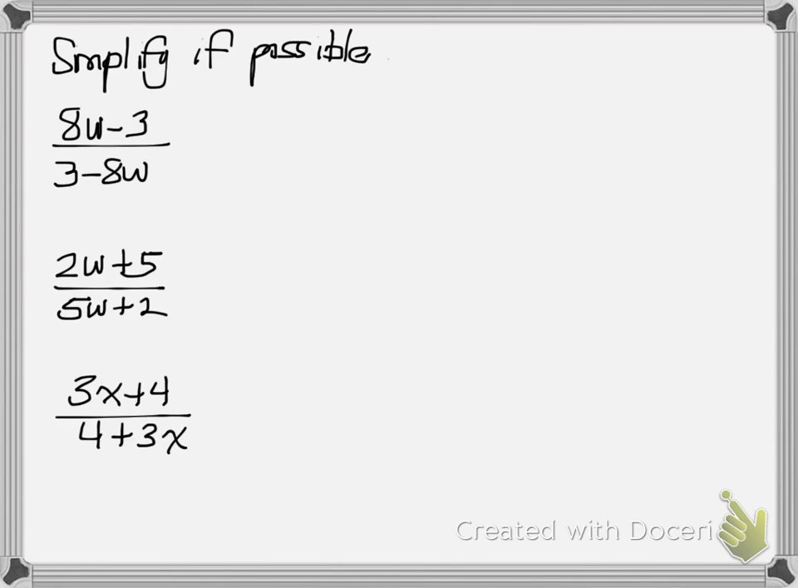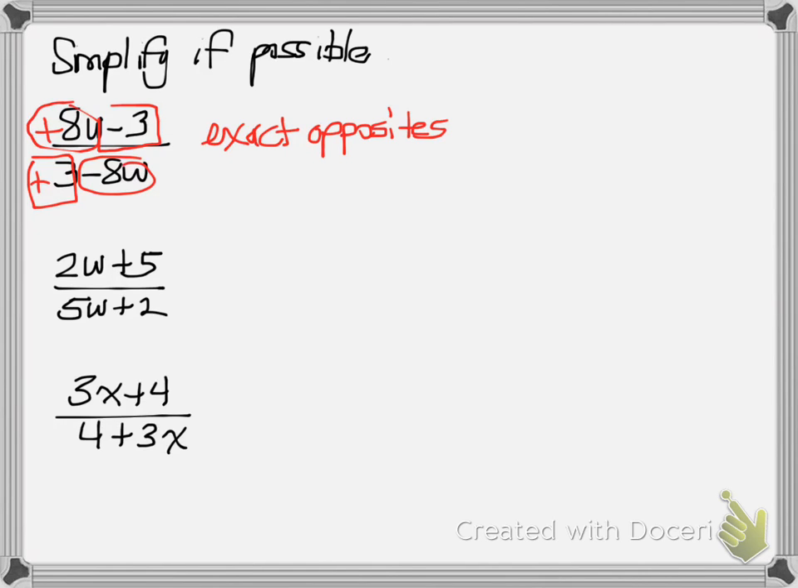So when I'm looking at them, I feel very suspicious because of the 8Ws and the 3s, but I notice that their signs are all different. So I have a positive 8W right here, and then this one's a negative. You see that? And then I have a negative 3, and then this is a positive 3 right there. So these are what we call exact opposites. Okay, exact opposites. That means that their terms are the same, but the signs are opposite for each of them.